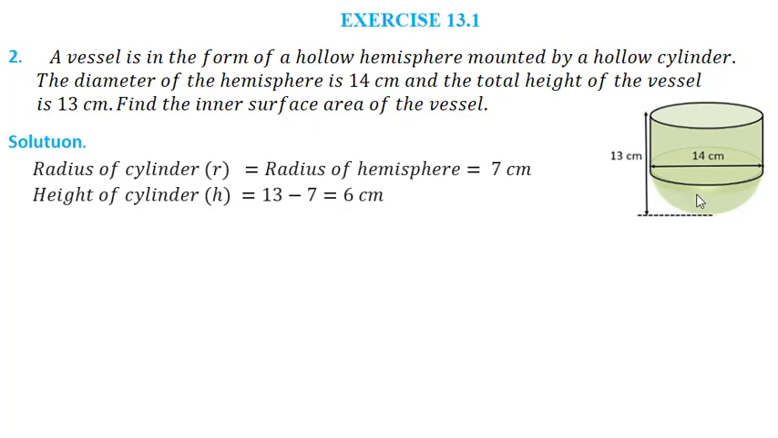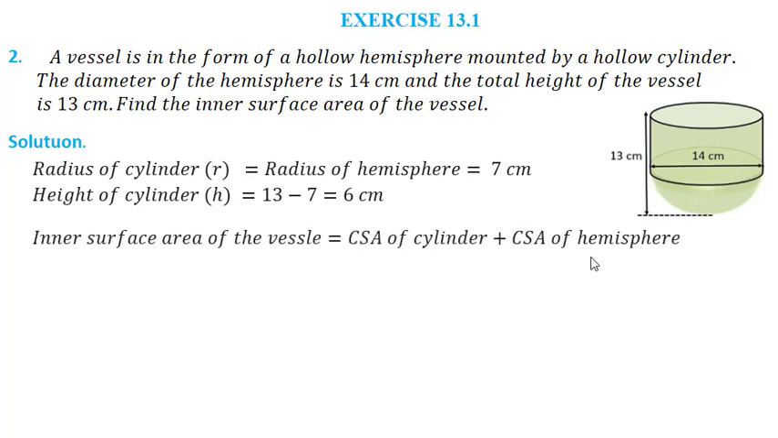Height of cylinder, let us find height of cylinder because they have given total height of the vessel. So height of cylinder I will find by subtracting the radius of hemisphere, right? Because in case of hemisphere, radius and height both are same. So 13 minus 7, that will give me 6 centimeter.